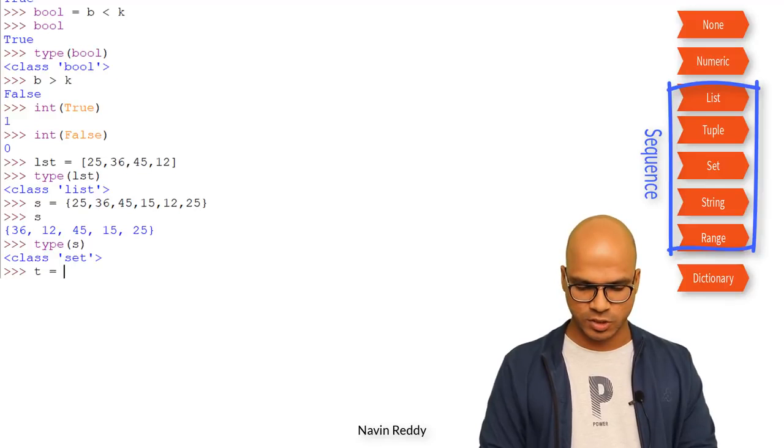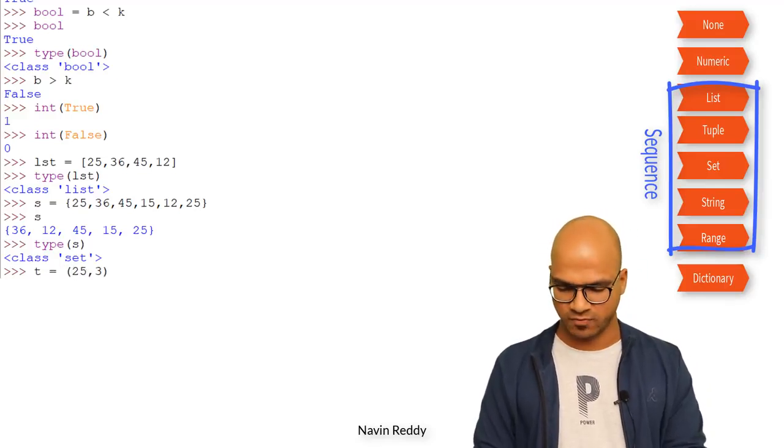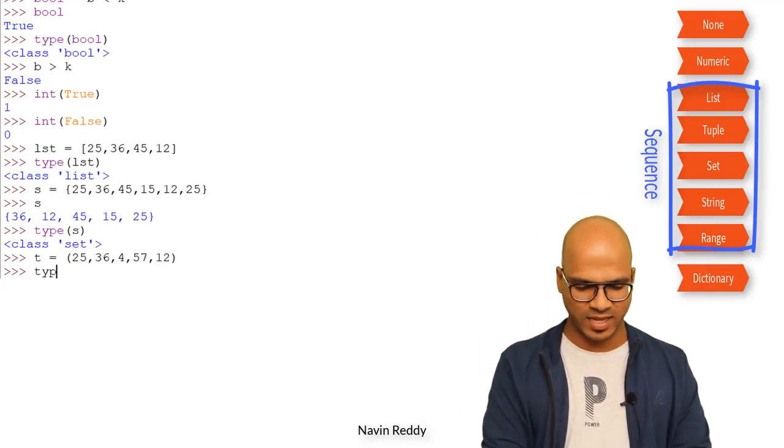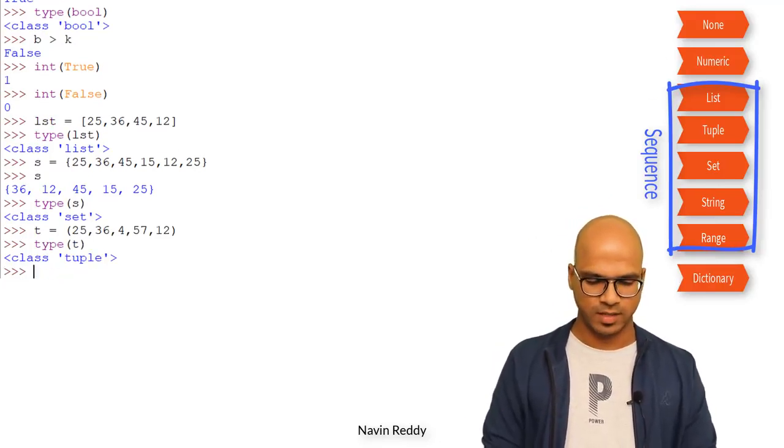So I will say t is equal to, and we have to use a round bracket here. I will say 25, 26, you can use any format, it doesn't matter, right? You can see we got t, and if I say type of t, here is tuple.